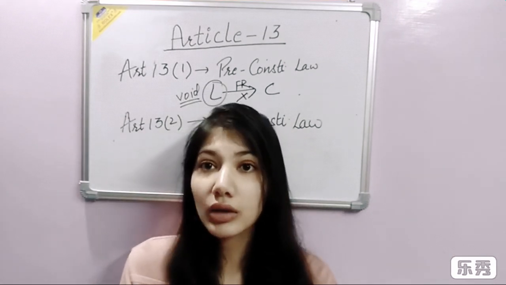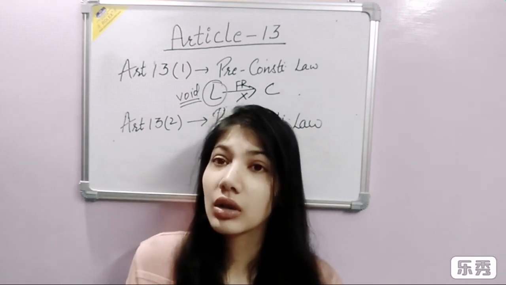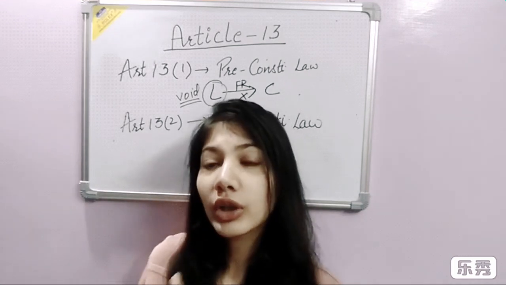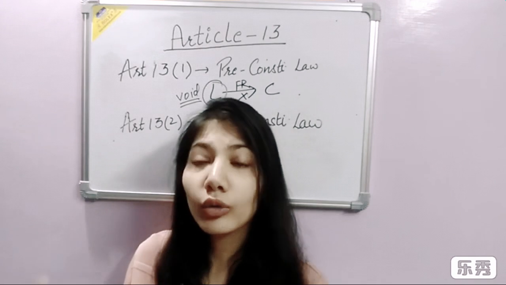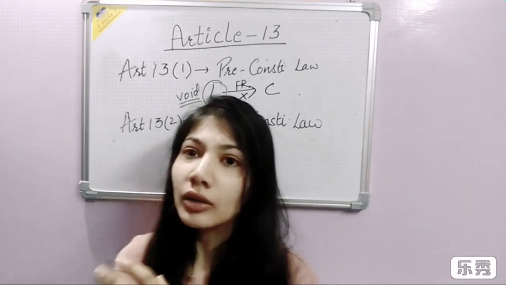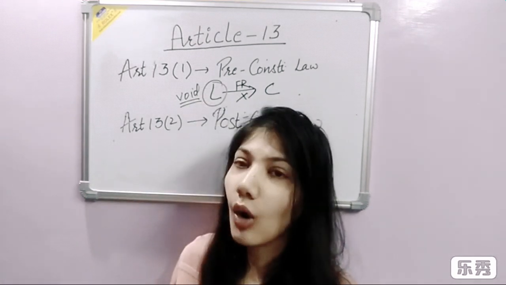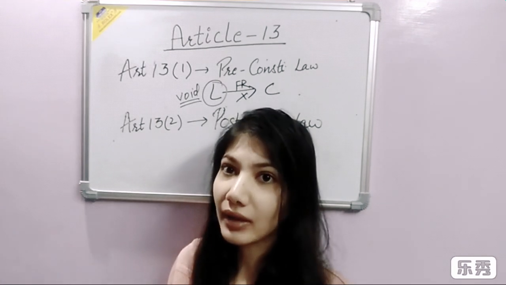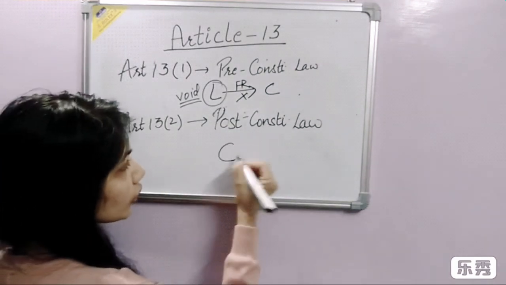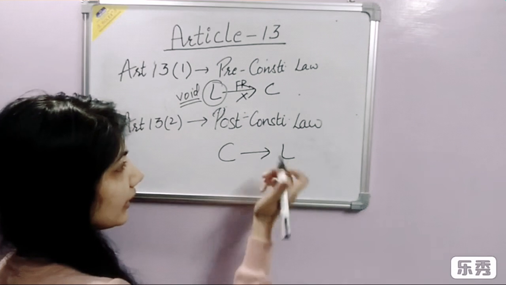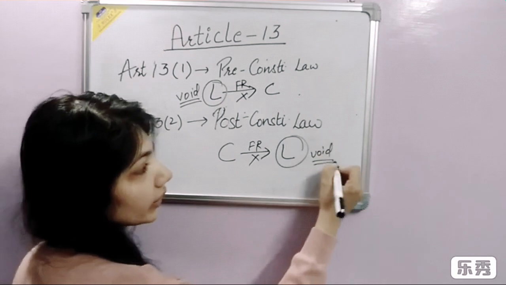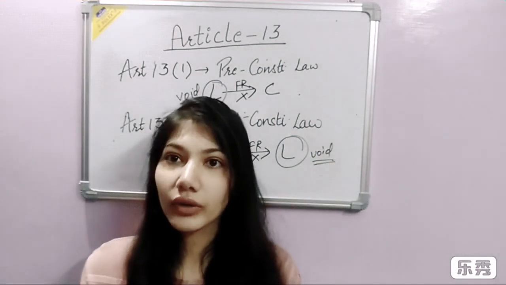So Article 13 Clause 1 is about pre-constitutional laws because here the law is in force before the commencement of the constitution. Laws that have come before the constitution came, Article 13 Clause 1 is applicable to them. Now 13 Clause 2. 13 Clause 2 says if the state makes any law and it is in violation of the fundamental rights, then it will be declared void. So here, if after the constitution came the state has made a law and it is in violation of fundamental rights, then that law will become void only to that extent which is in violation of the fundamental rights.